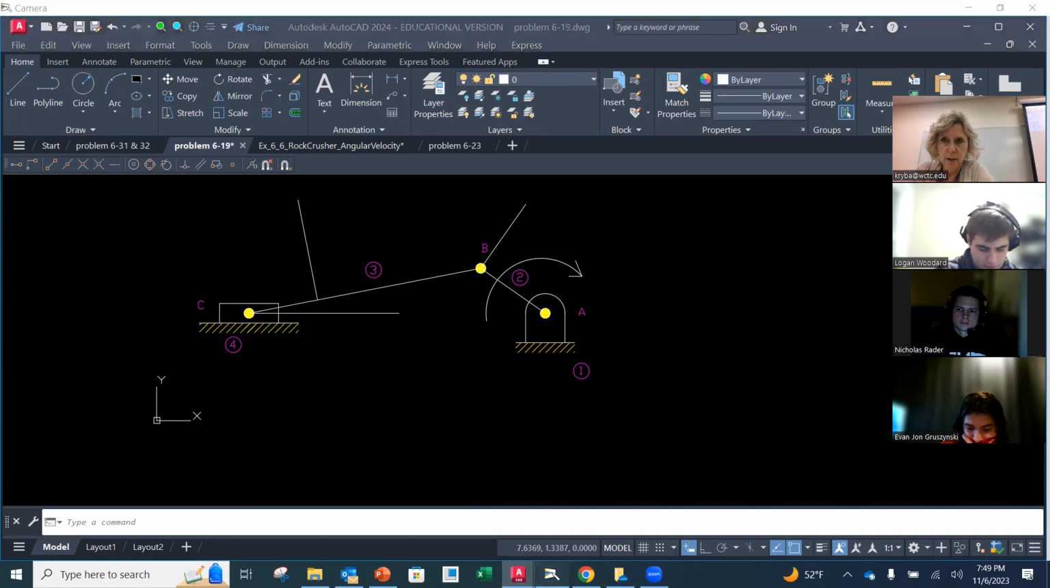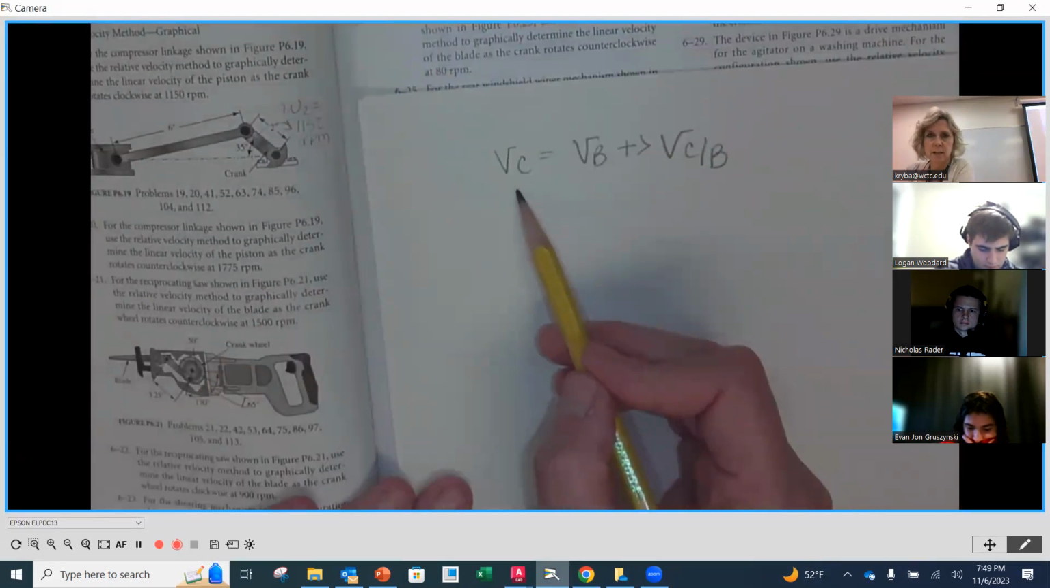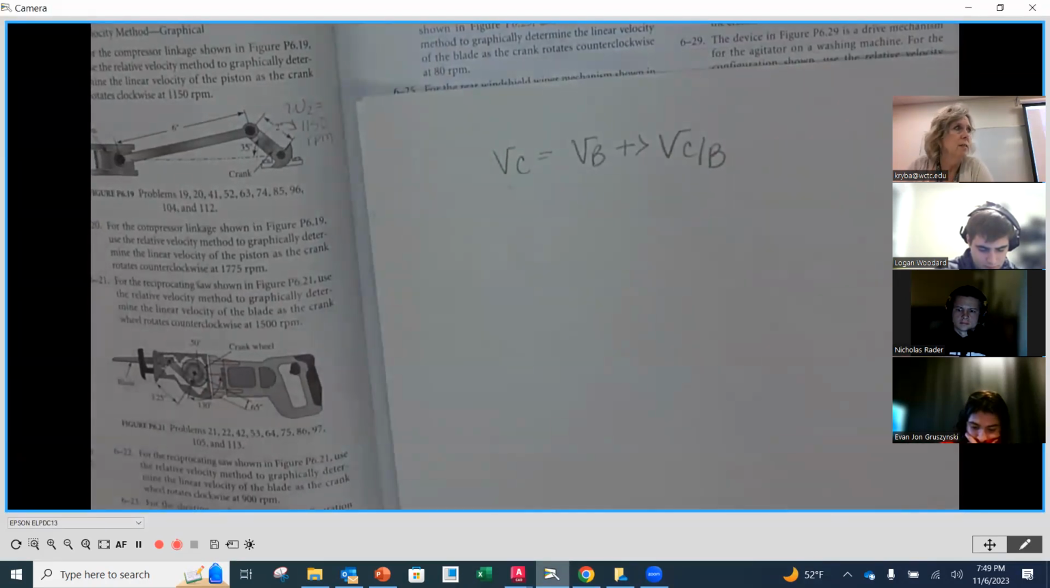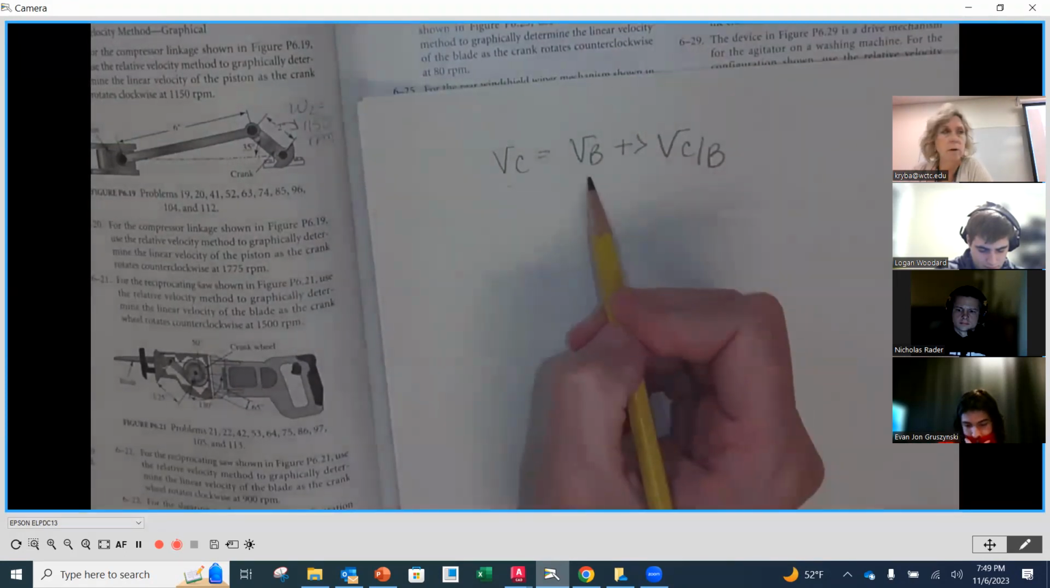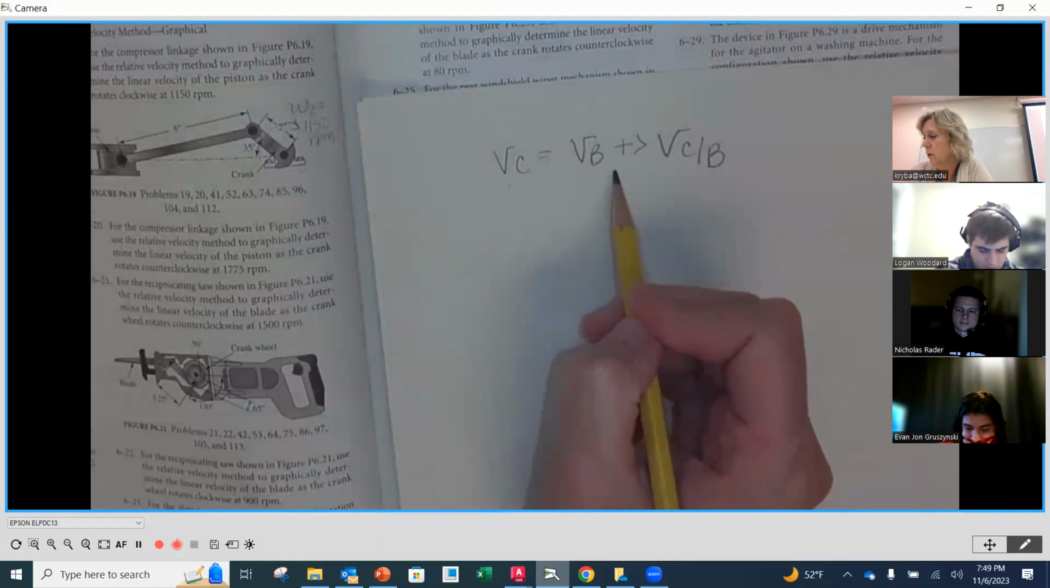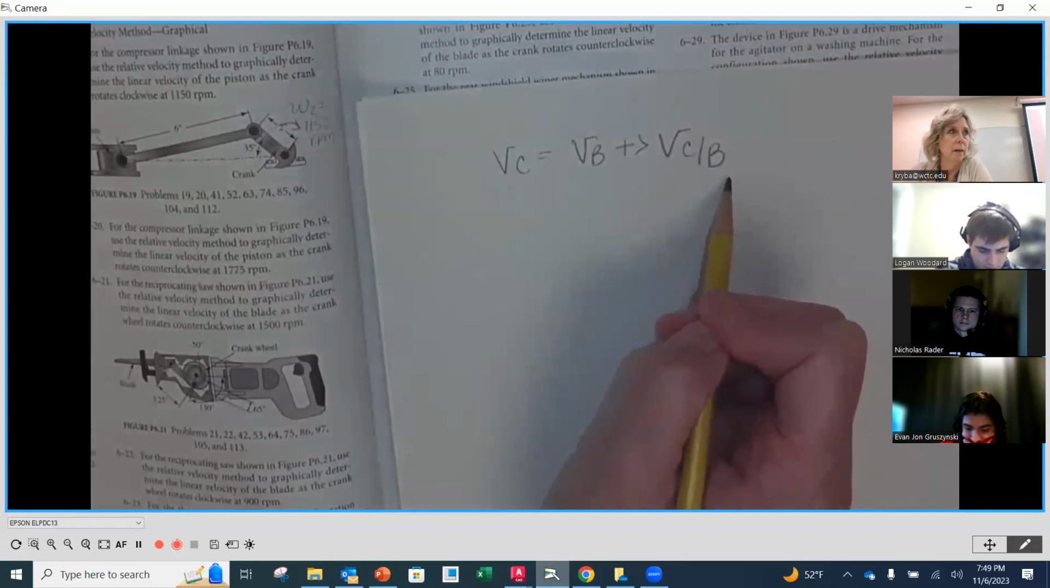And if we go back underneath here, our vector equation is going to be our unknown value, which is VC, which is going to be on our slider. It's going to be equal to our known value, the velocity of B, plus vectorially C relative to B.